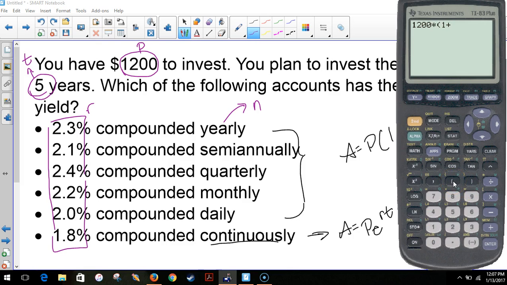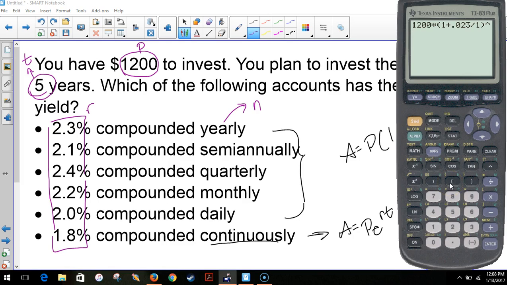1 plus my rate. Now if I change that percent to a decimal, I get 0.023 divided by N, and if I'm compounding yearly, that's once a year. I don't really need to write the 1, but I'm going to show you a cool little trick where we can overwrite some of the other things that we've typed in. So I'm going to go ahead and type that in. Raised to the N times T.